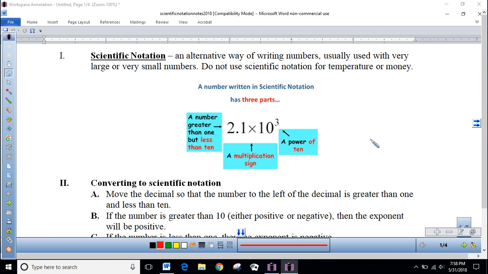And any of you thinking about taking maybe an MCAT or DCAT or something, scientific notation is a great way to be able to see numbers and to do that mental math very fast.